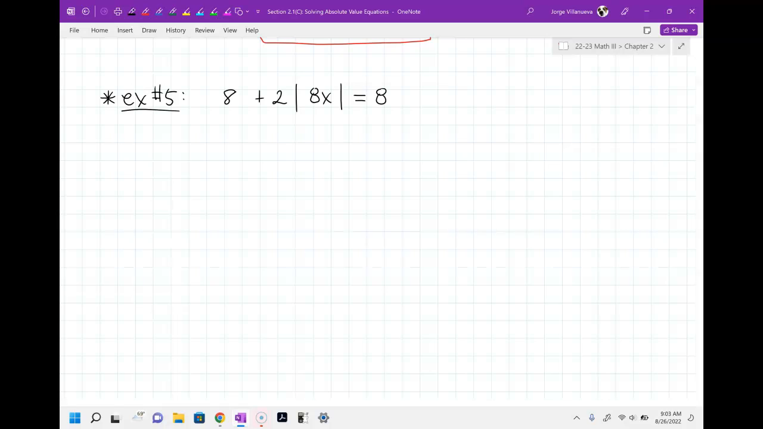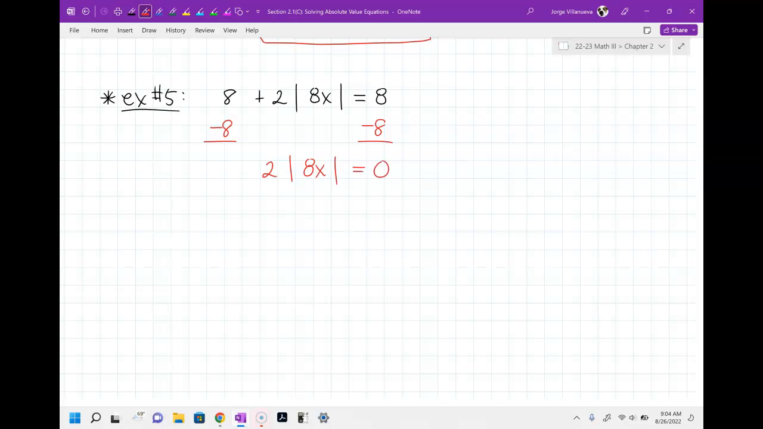All right, what should I do first? Should I break this apart or should I clean it up a bit? Yeah, let's clean it up. What should I clean up? All right, the 8 and the plus 2, but I don't want to add those because the 2 is actually multiplying something. But what can I do with the 8? This one right here. I want to get rid of it. Let's subtract it, right? Let's get rid of it. Right now it's a positive 8, so we'll do minus 8. So this just comes out to 2 times the absolute value of 8x equals 0.